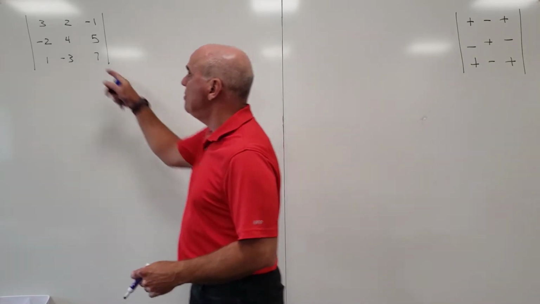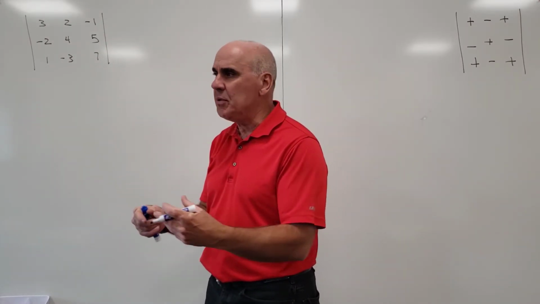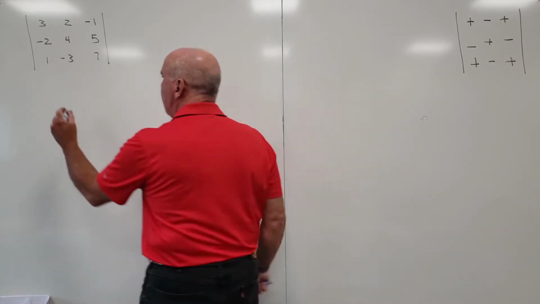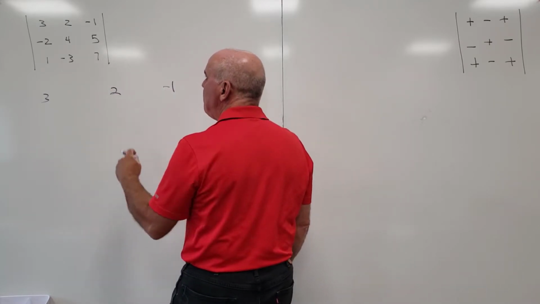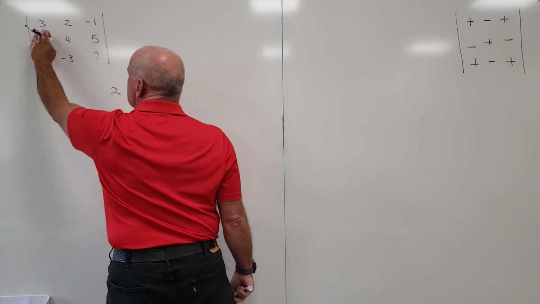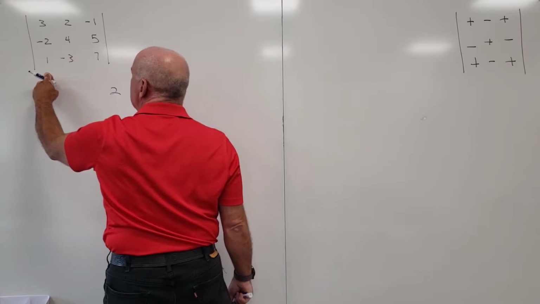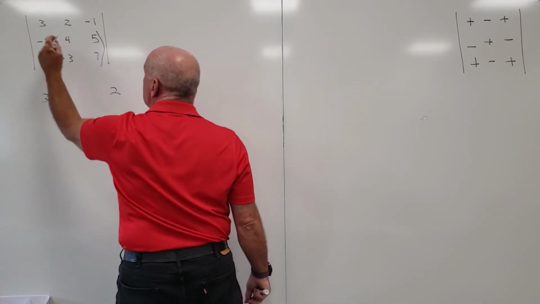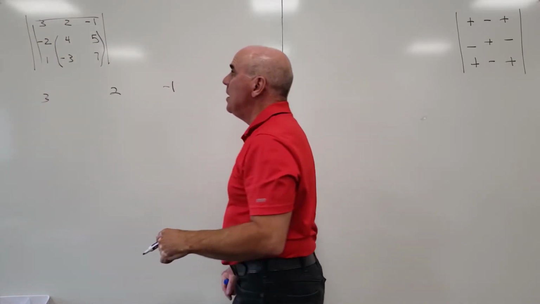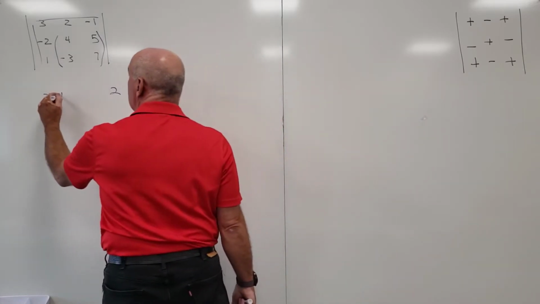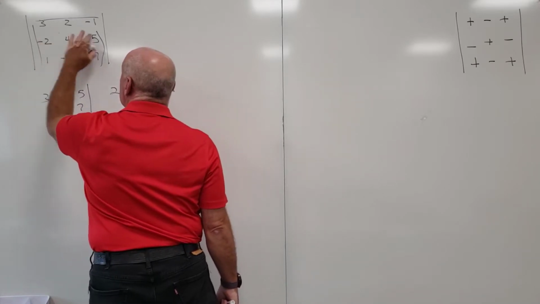I am going to choose the first row as the basis, and then I'll use the minors of that. So I have 3, 2, -1. If I take the row and the column with the 3 out, I'll be left with what you see here. So take out this top row and this first column, and I'm left with 4, 5, -3, 7.